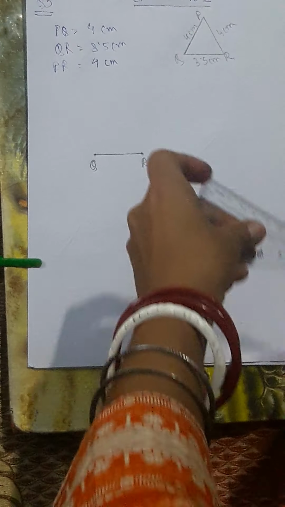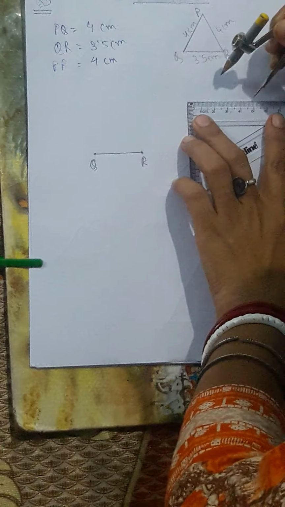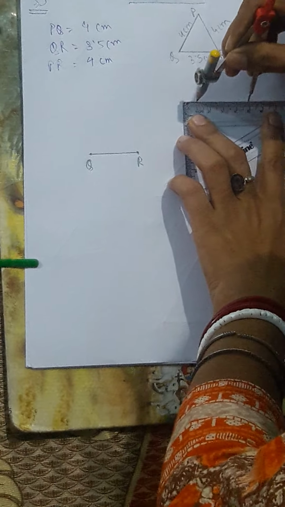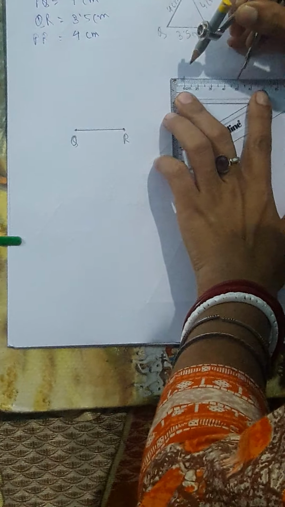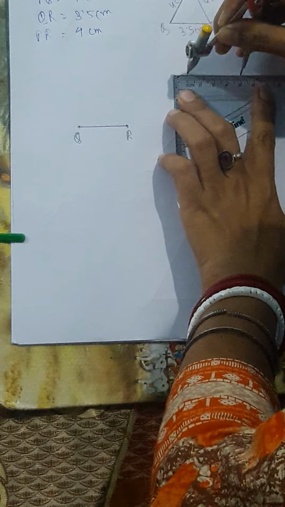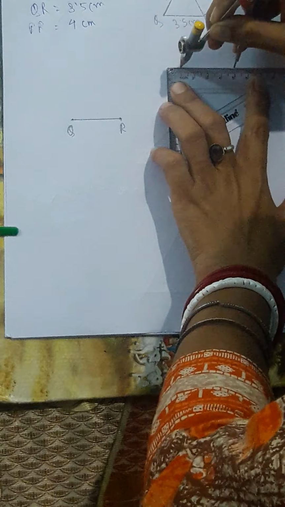Now, the other 2 sides are PQ and PR. Both of them are 4 cm. So if I take the measure once only, then also I can do it. Let's see, I have to take 4 cm. Set your compass properly. Actually, I have to take an arc whose radius will be 4 cm. Yes, I have got exactly 4 cm.